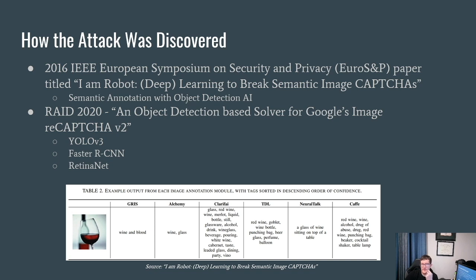So for example, in table 2, the image of a wine in a glass is prompted using various semantic models like the ones listed. We can see that the annotation is made to describe it automatically.